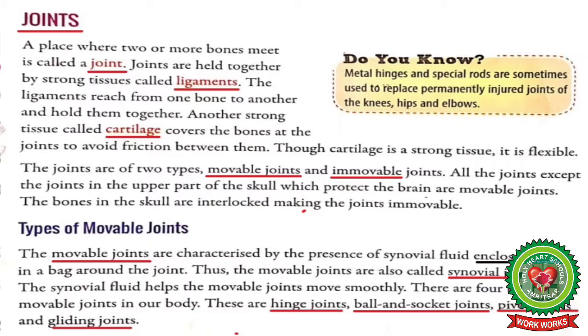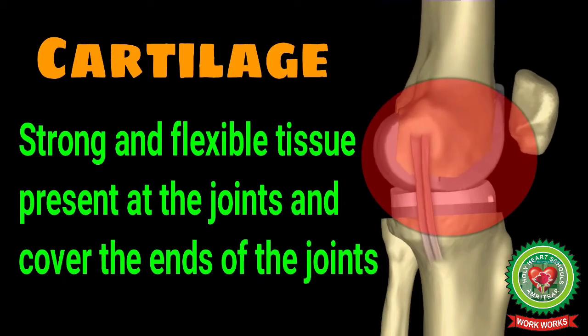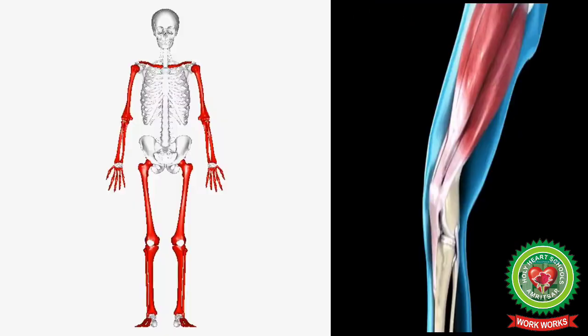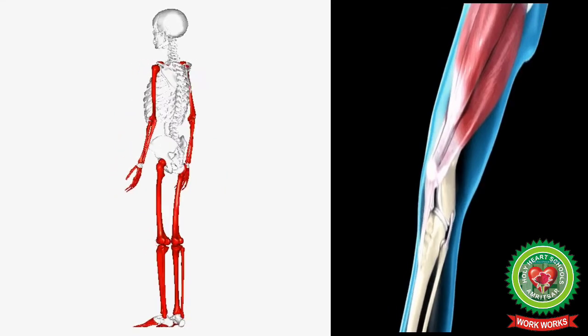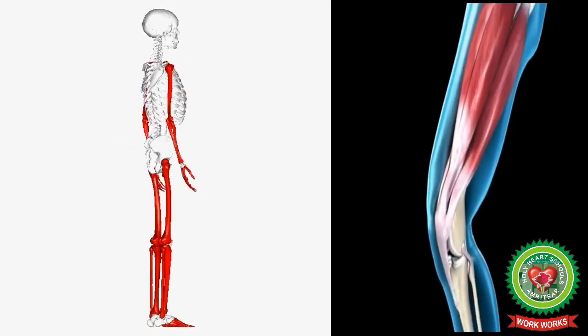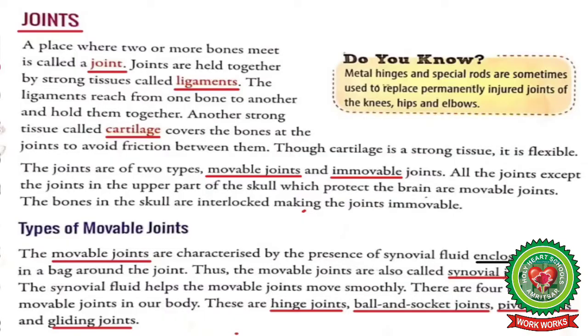Another strong tissue called cartilage covers the bones at the joints to avoid friction between the bones. Students, it protects the bones by preventing them from rubbing against each other. So, students, the bones of the skeleton move with the help of joints. So, joints make our body flexible and allow different types of movements.